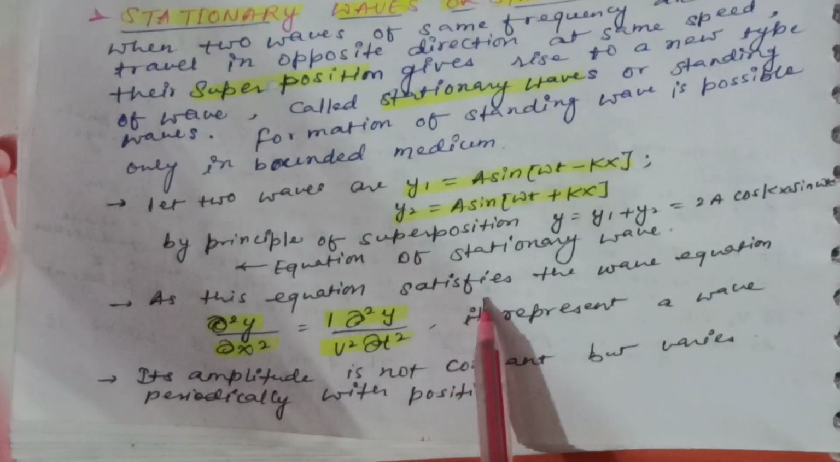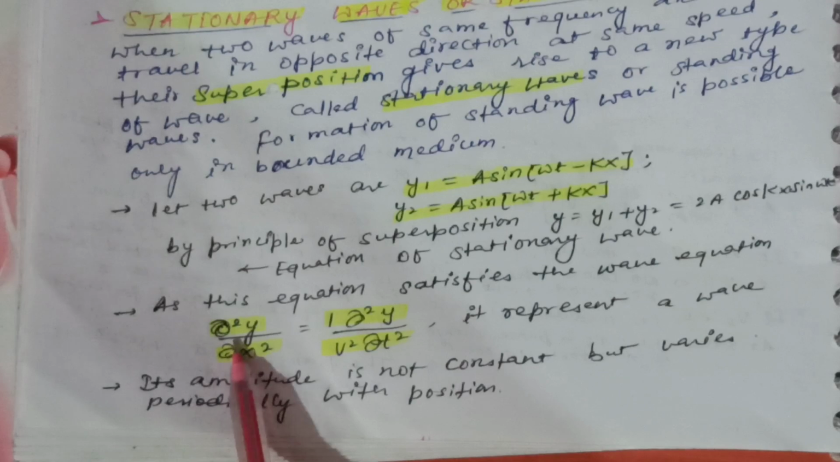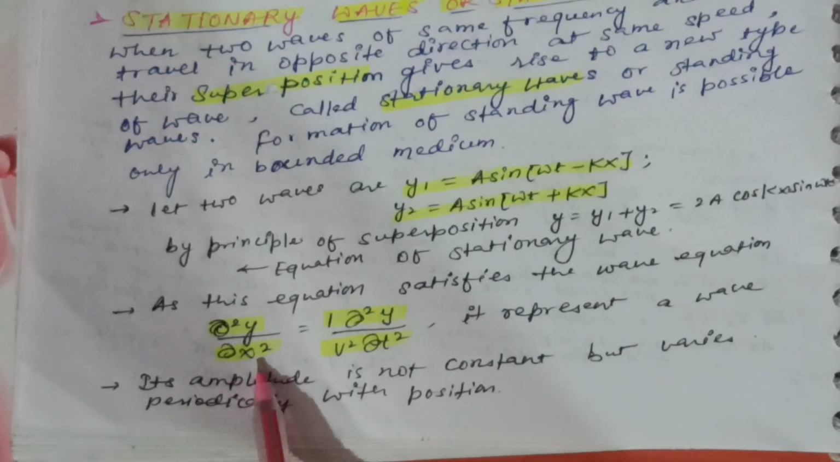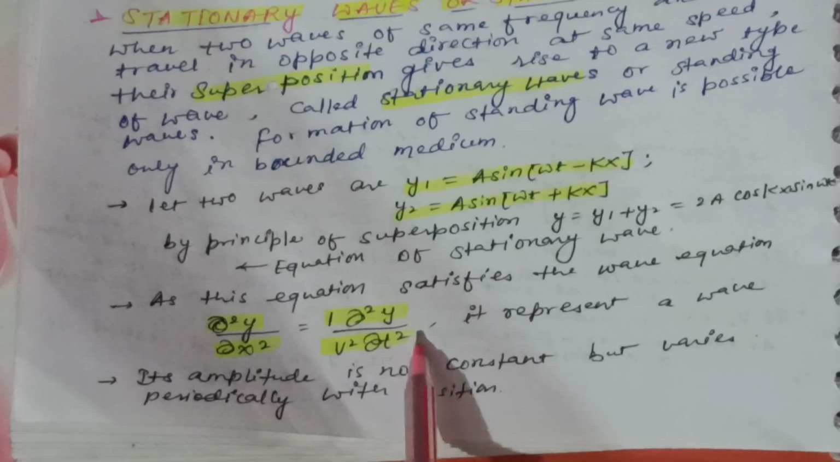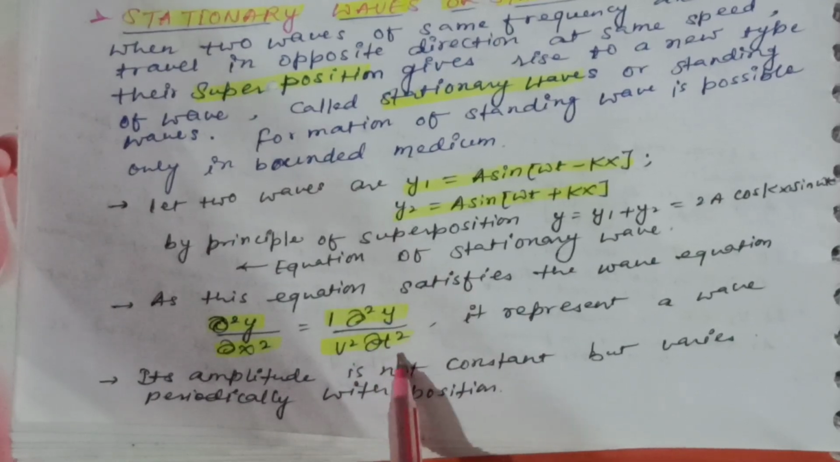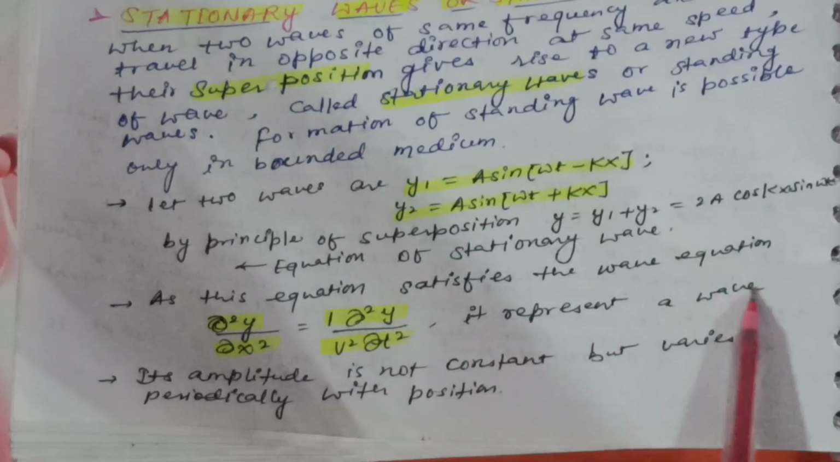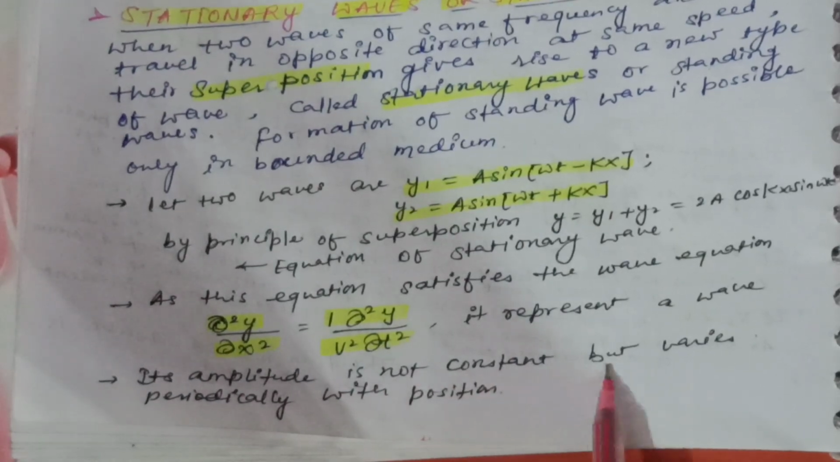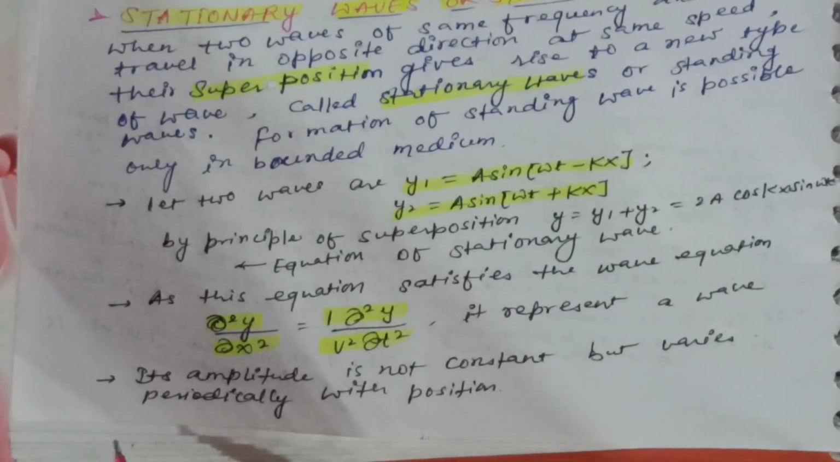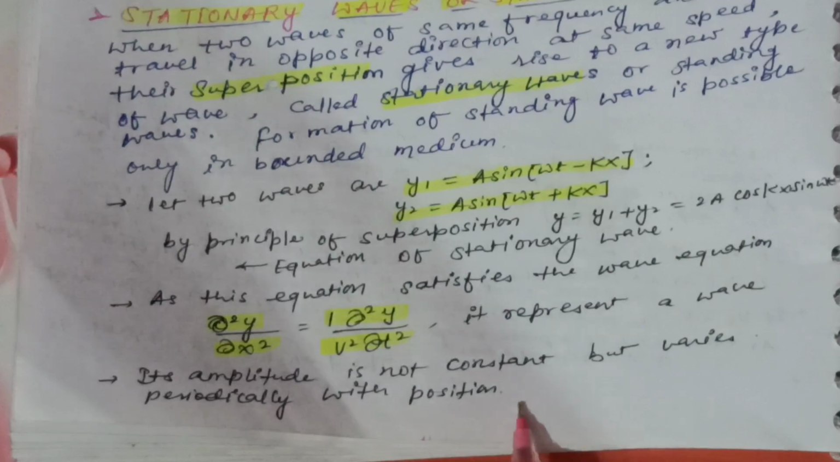As this equation satisfies the wave equation, del square y upon del x square is equal to 1 upon v square del square y upon del t square, it represents a wave. Its amplitude is not constant but varies periodically with position.